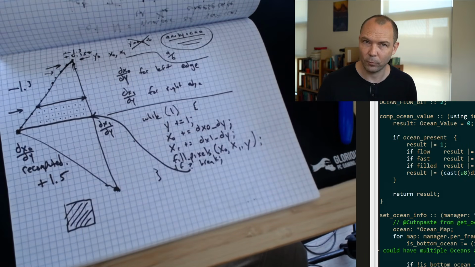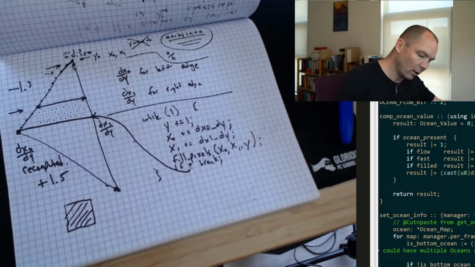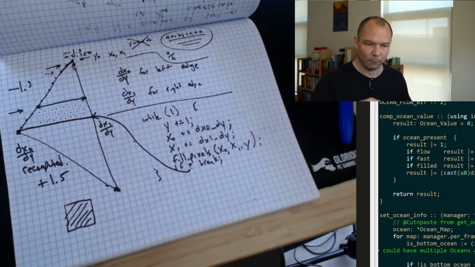Does that make sense to people? Should I go into more depth on that in any way, or what?